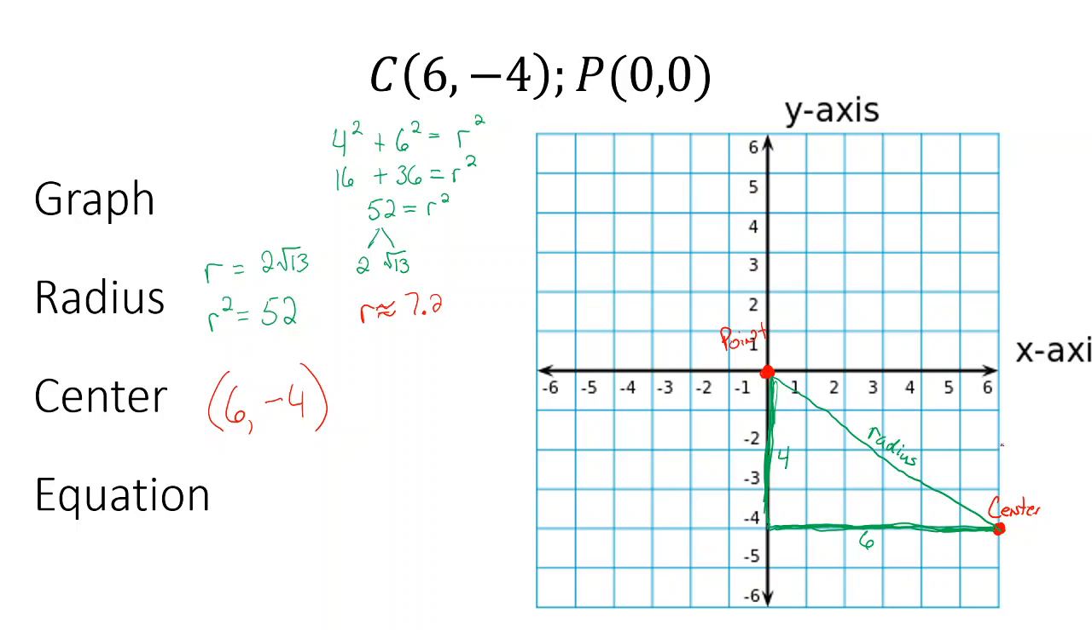So we can go up 7 units and a little bit more, over 7 units and a little bit more, and our circle would look something like that. And the equation that we'd have would be, and that's what I'm really concerned with, x minus 6 squared, because of my center, and y plus 4 squared, remember h and k lie, and r squared equals 52.